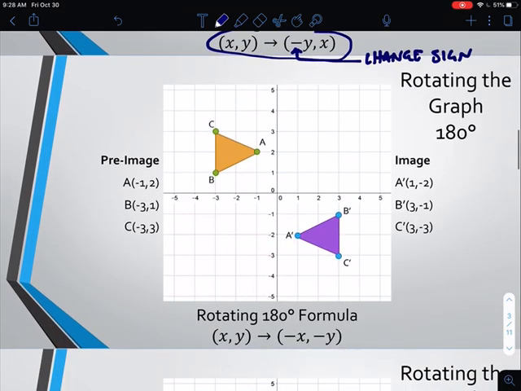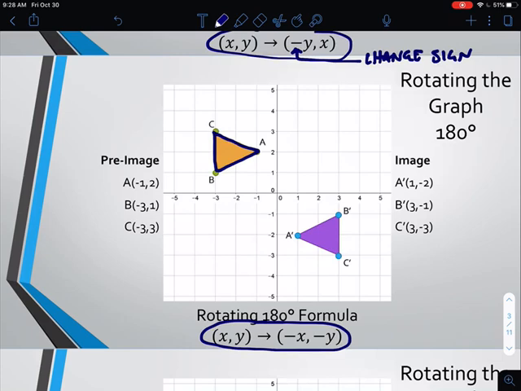Another type of rotation we want to know how to do is working with 180 degrees. So again, we're starting with triangle ABC up here in yellow. So this is our original. Now for rotating 180, the formula, as we see down here, is a little bit more straightforward.